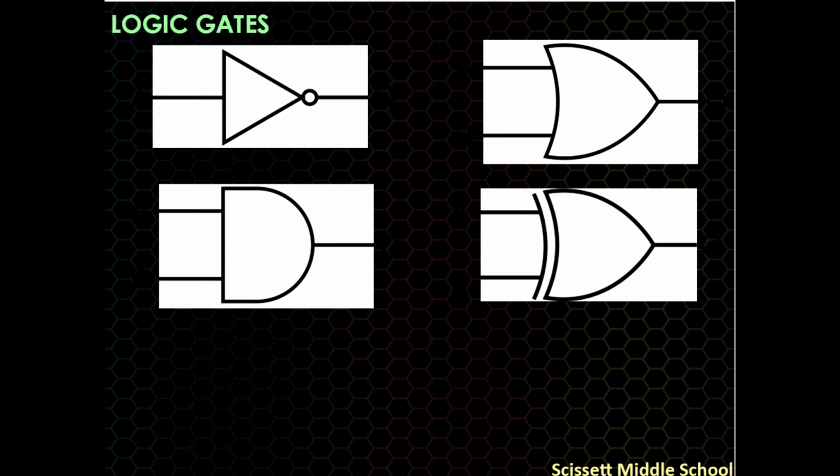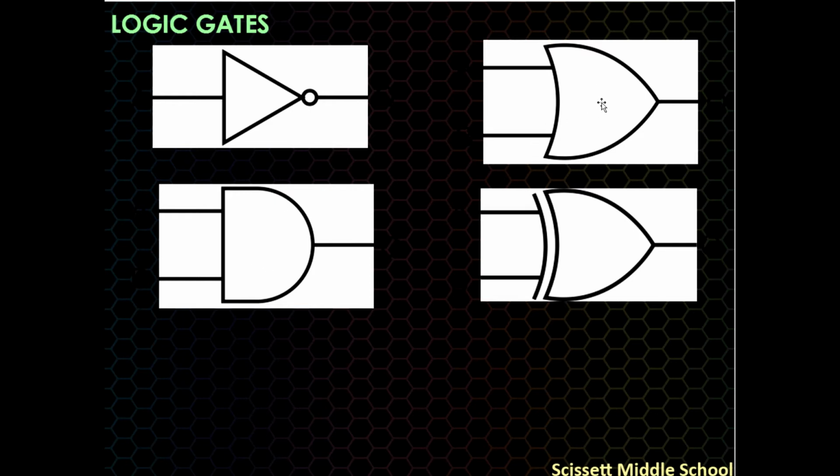So these are our 4 basic logic gates. So this one is called a NOT gate. So the rule for a NOT gate is whatever goes in is not what comes out. So if we put a 0 into a NOT gate, then a 1 will come out, because a 1 is not a 0. If we put a 1 into a NOT gate, a 0 will come out, because a 0 is not a 1. This is an AND gate. This time we get a 1 as our output if both input A and input B are 1.